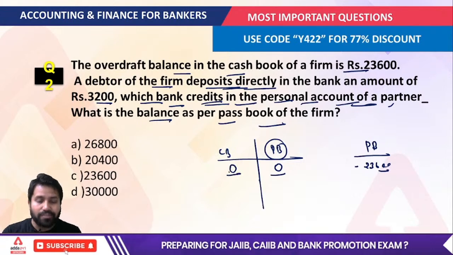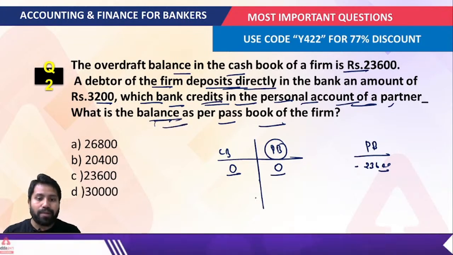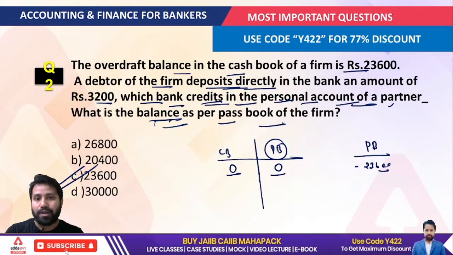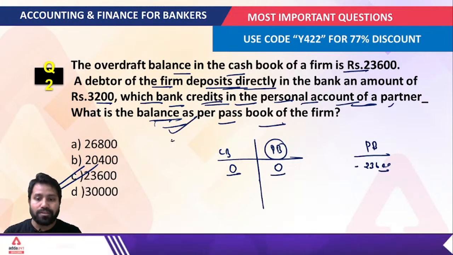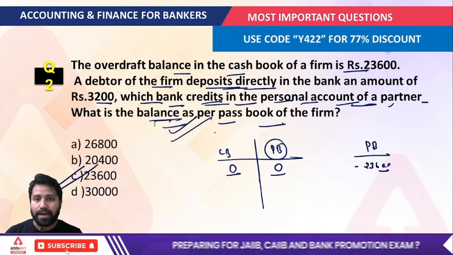That means this transaction also reflects as a zero in the cash book. And you can understand what the balance as per the passbook of the firm is. You will say the same balance will be shown in the passbook of the firm also. Okay, that would be your answer, 23,600. Right? I think this is understandable for everyone.